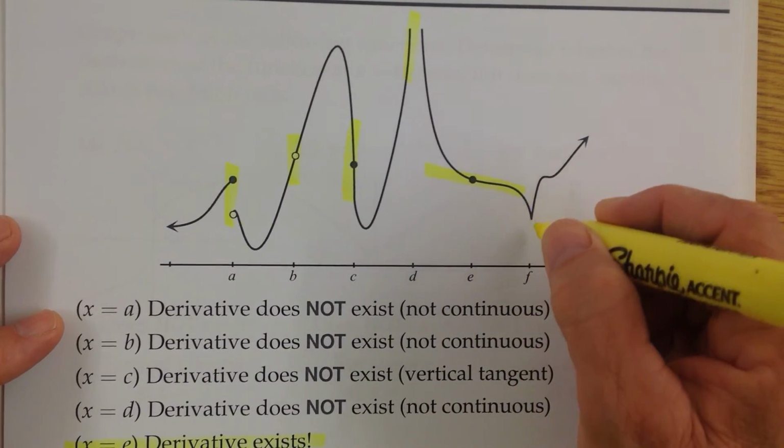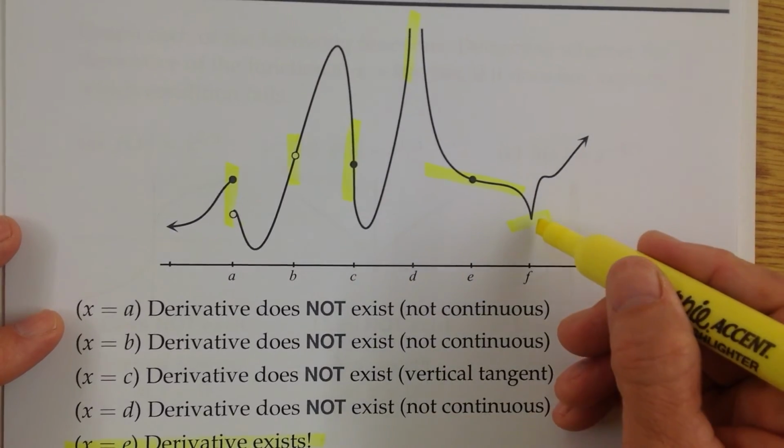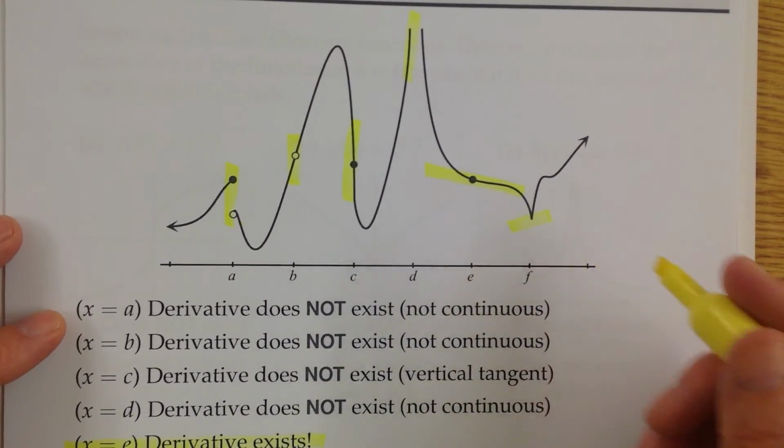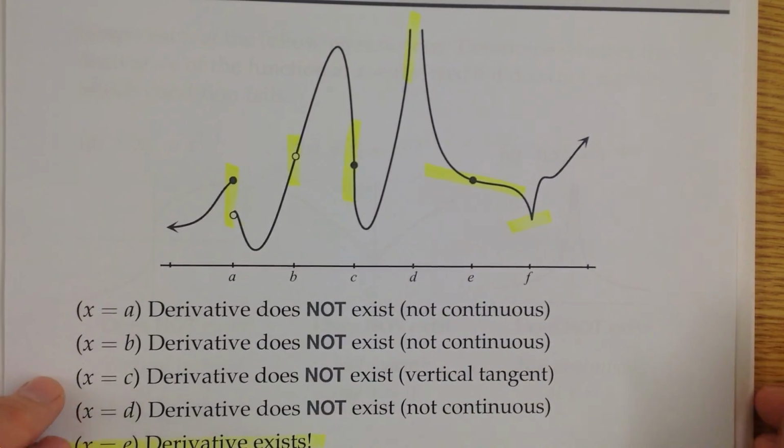Okay? And then again, here at f, we have a sharp point, so when the graph of f has a sharp point, the derivative doesn't exist there.